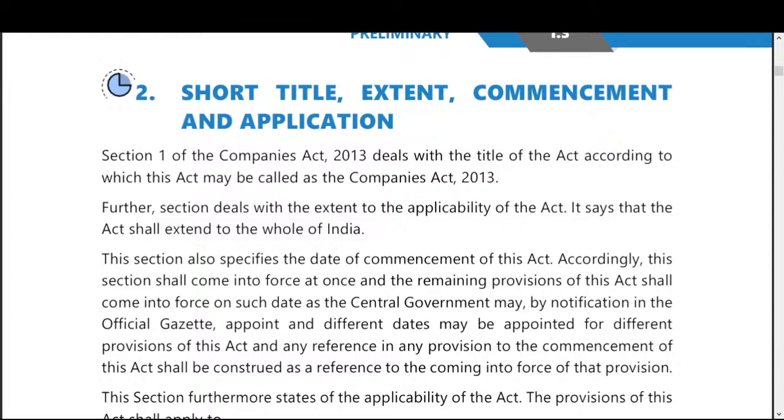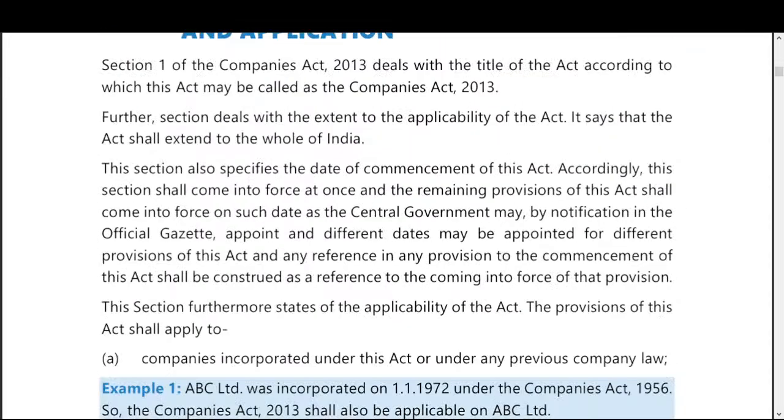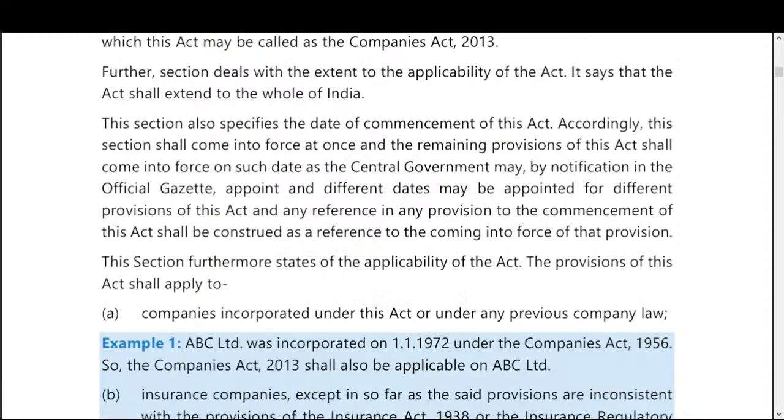Accordingly, this section shall come into force at once and the remaining provisions of the Act shall come into force on such date as the Central Government may, by notification in the official gazette, appoint, and different dates may be appointed for different provisions of the Act, and any reference in any provision to the commencement of this Act shall be construed as a reference to the coming into force of that provision. This section furthermore states the applicability of the Act. The provisions of the Act apply to companies incorporated under this Act or any previous law.